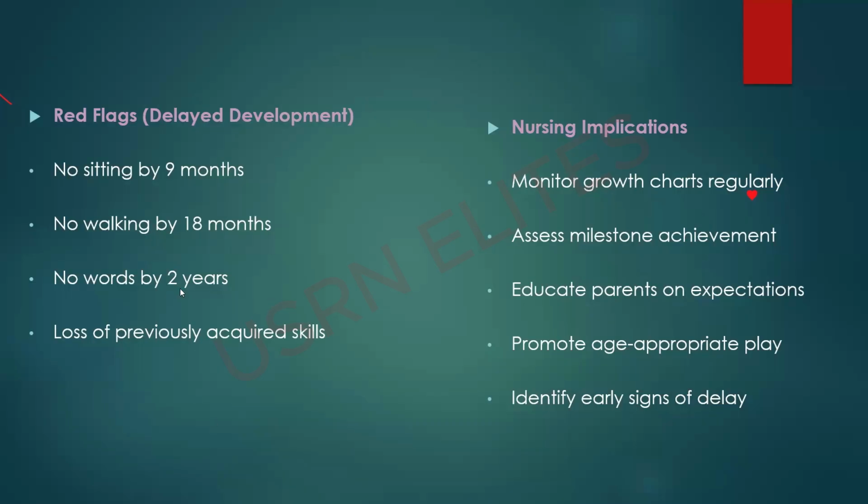So the first one, if your child is not sitting by 9 months, then it's a cause for concern. No walking by 18 months. You remember when we were doing the infant stage, we said by 12 months they should be able to walk. But where it becomes a red flag is from 18 months onwards. If the child is not able to walk, then it means it's been delayed.